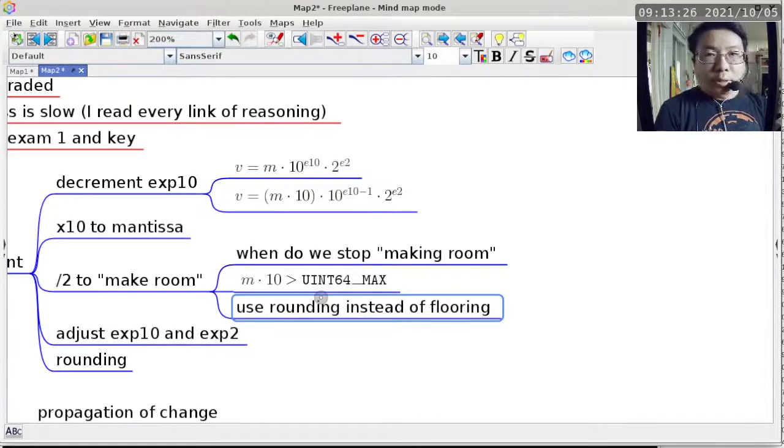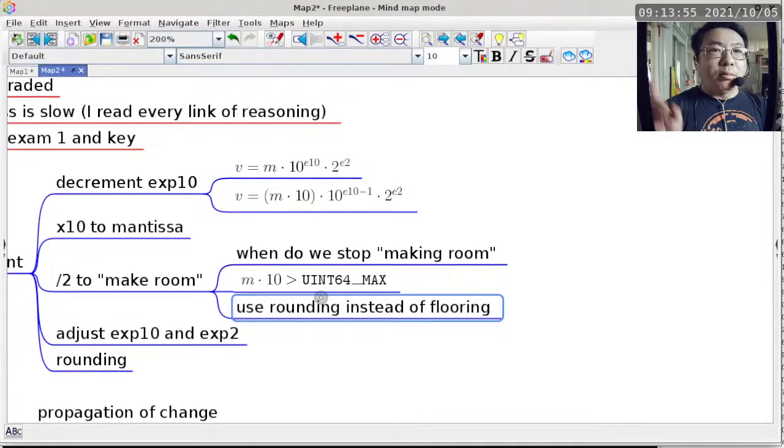So there we go. So we have to make sure that after we multiply m by 10 and add 1 to it, it will still have room. But that is really not an issue, because 10 has 2 in it, right? Because 10 is 2 times 5. So when we multiply m by 10, we are guaranteed that it's going to be an even number. And uint64_max is always going to be an odd number.